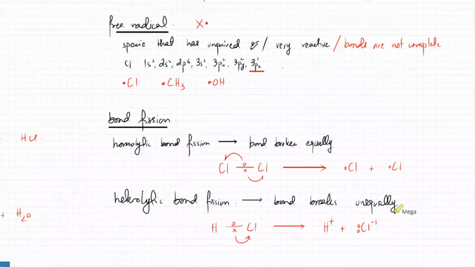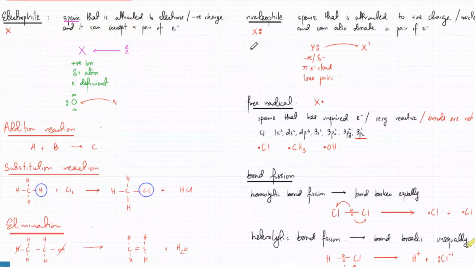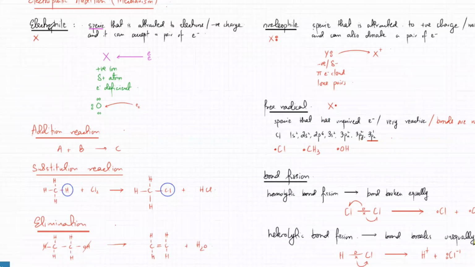Okay, so right now just terminologies. We've got electrophiles, anything that's attracted to electrons. We've got nucleophiles, anything that's attracted to positive charge. We've got free radicals, which have incomplete bonds. Should have been CH4, but at the moment it's CH3, so it's looking for one bond.